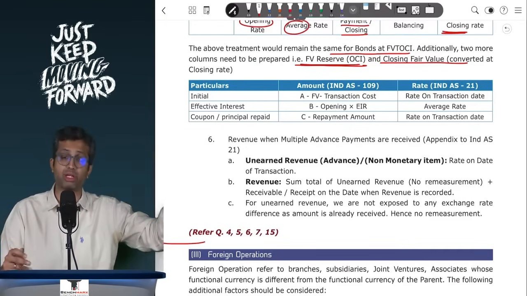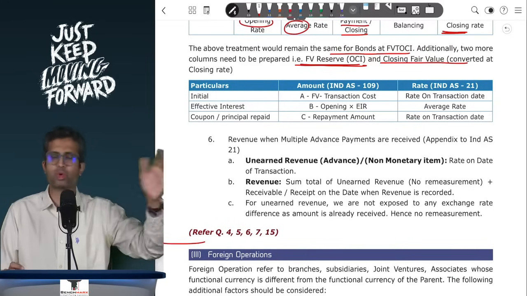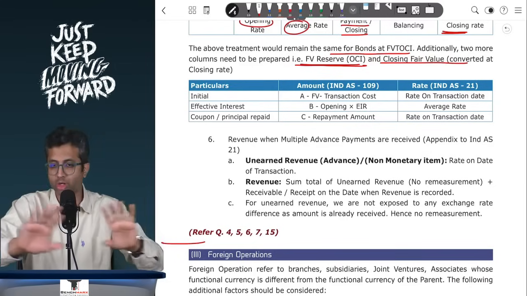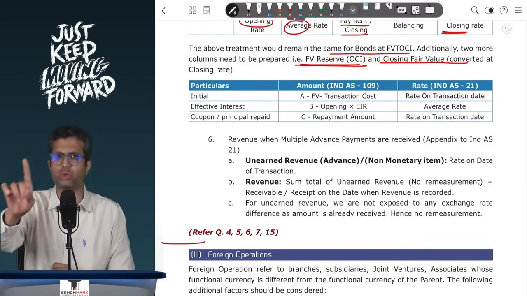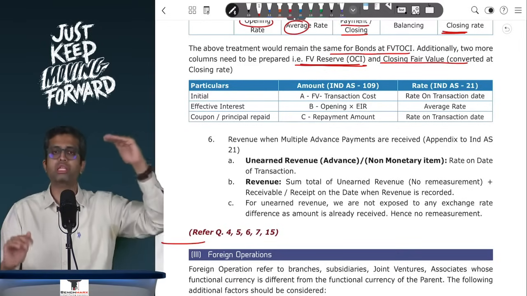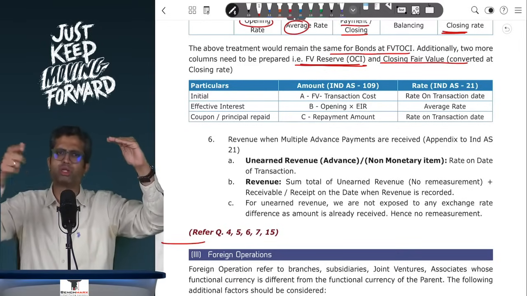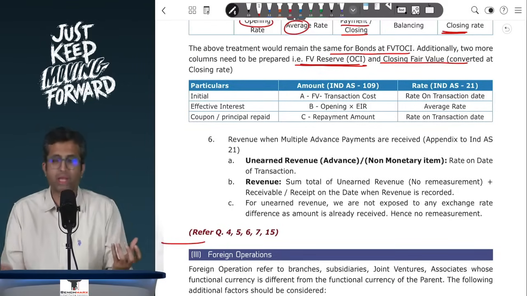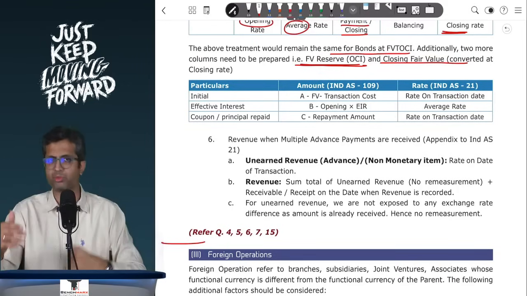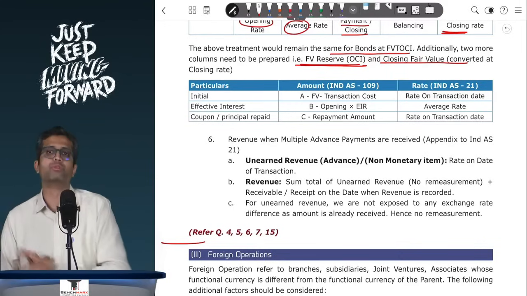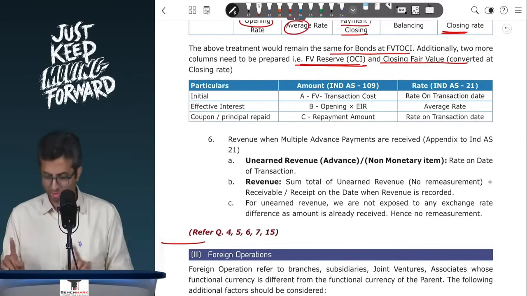You must have passed your entry: bank account debit to unearned revenue. Now you are under an obligation to give service or goods. You're not under an obligation to give money, and hence Ind AS 21 Appendix clarifies that this is a non-monetary item, and hence this will be at the historical rate. You would have converted the first $100 at the rate on 1st January and kept it in rupees. Another $100 on 1st February, kept it in rupees, and hence your total revenue will be the sum total of those amounts without any remeasurement. Again, we'll try to do questions pertaining to this.